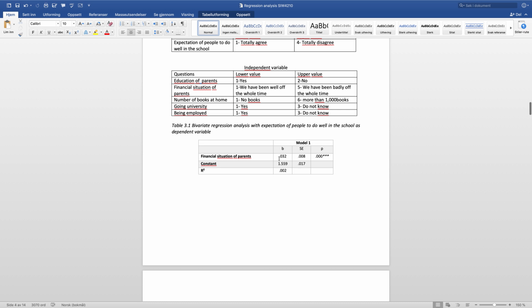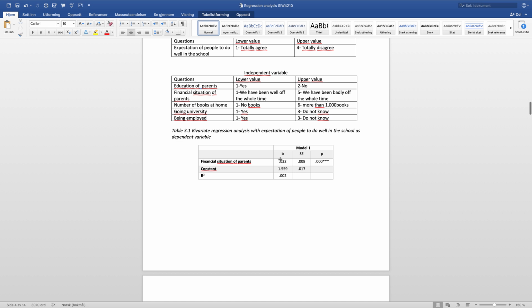So what does it say? Well, when you go one scale unit up on the financial situation of parents, the dependent variable increases by 0.032 scale units, and it can be generalized to the population. So this means that there's an increase in the dependent variable, but this is a bit tricky to interpret, because the financial situation goes towards bad when you have a high value. I would turn it, because it's easier to say that it goes from bad to high, but anyway, it goes towards bad when you look at the values.